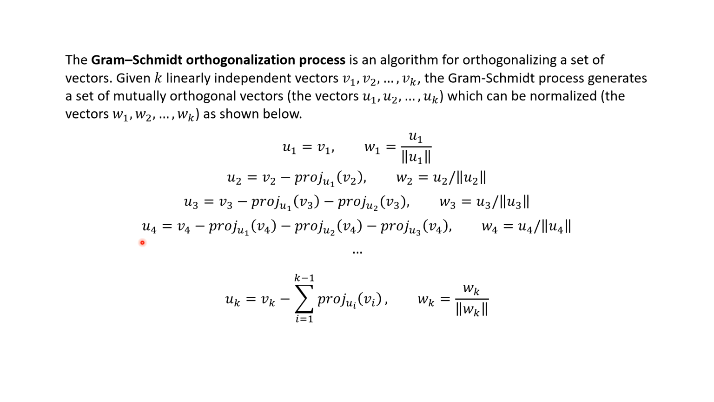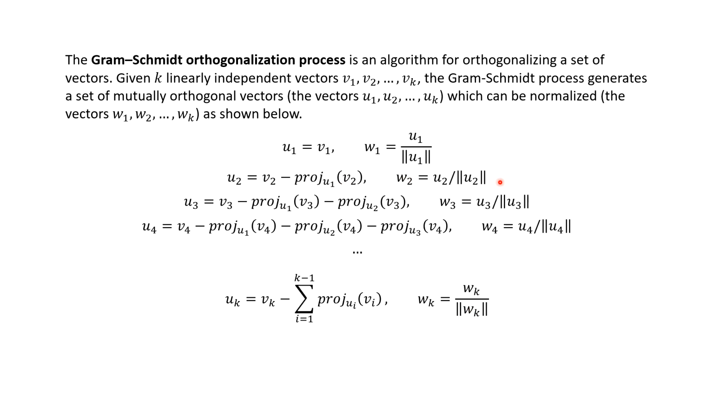I'll just do one more. To get u4, you start with v4, and then you need to project v4 onto u1, u2, and u3. So this becomes very computationally difficult, almost impossible to do by hand. I mean, you can take a very simple example and for just a few vectors, but you typically want to use a computer program to do this. And then it goes all the way up to u sub k. So the same pattern repeats here.